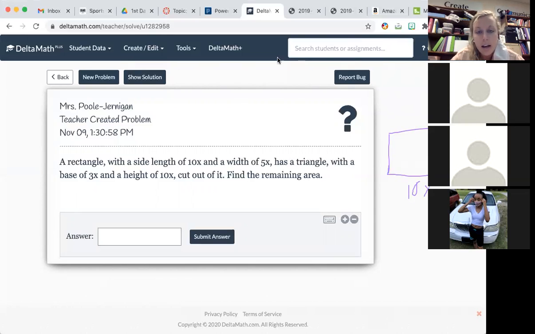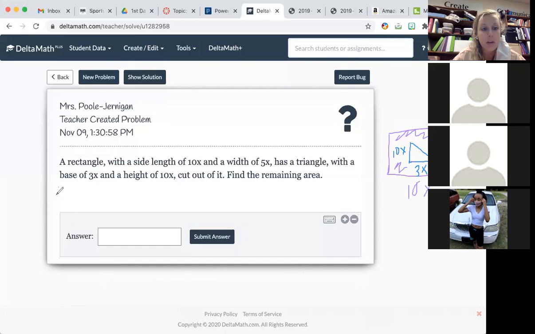Has a triangle, so I'm going to draw a triangle cut out of it. So that means the triangle is on the inside. Let's see. The base of the triangle is 3x and the height of it is 10x. All right, so it says find the remaining area. So let's review what they gave us. We're starting with this purple rectangle. So we're starting with that area.